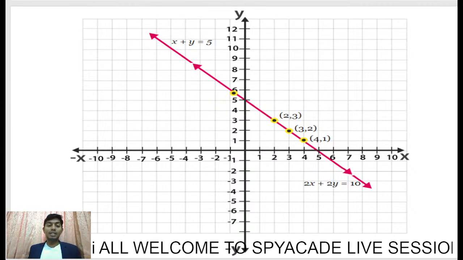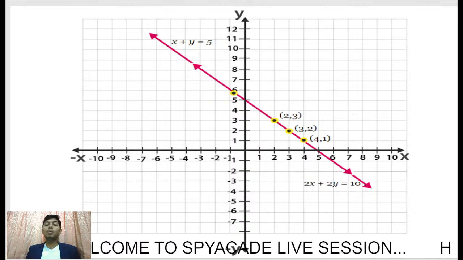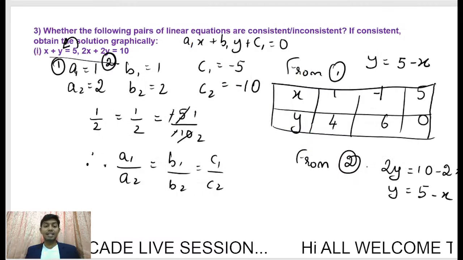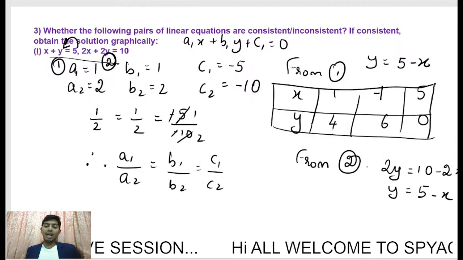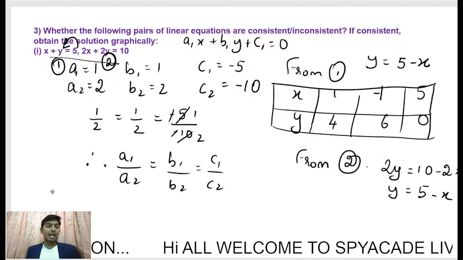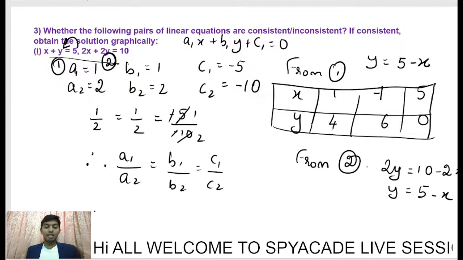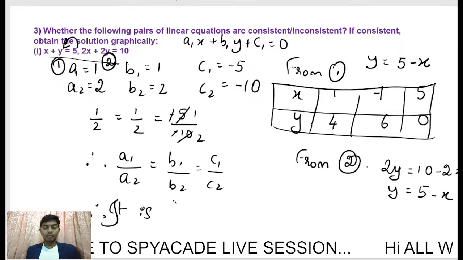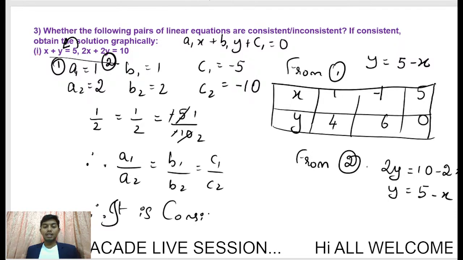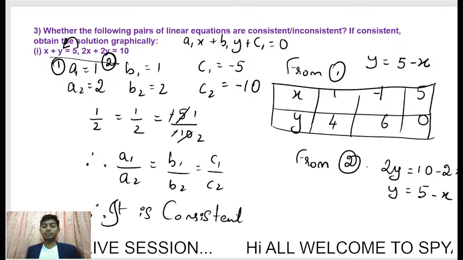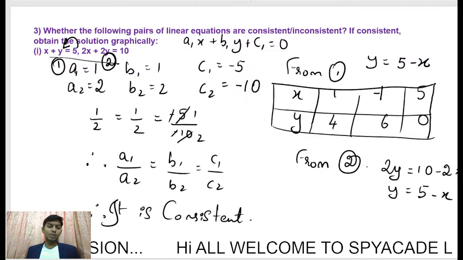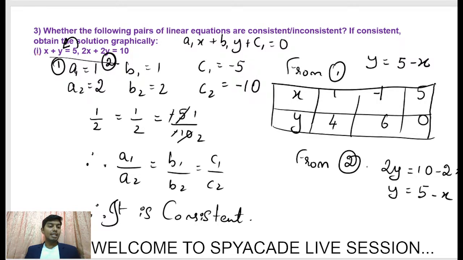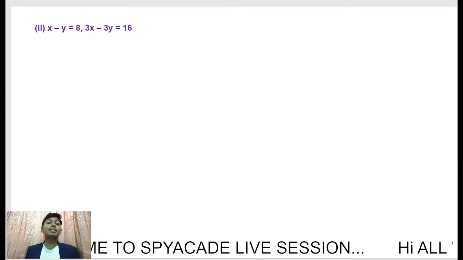Right? So we solved this by the graphical method because in the question they have asked us, if it is consistent, obtain the solution graphically. So you have to write it accordingly. Here, therefore, it is consistent, and then you found the value graphically. Is that clear for everyone? Right? Yes. So now the next subdivision.